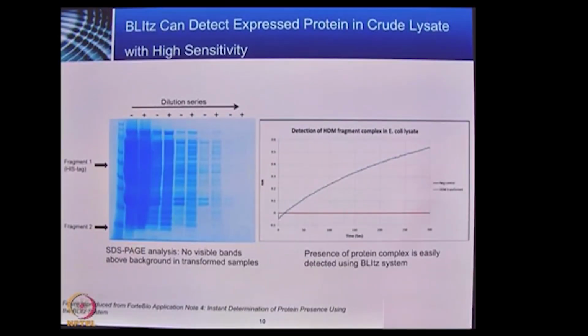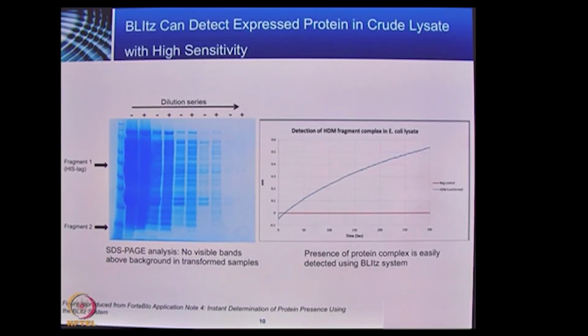research. Here is one of the examples which shows how we can use BLI technology to detect a protein in a crude cell lysate. In this particular experiment, we analyzed the samples with a system called BLITZ. The BLITZ is a single channel system developed using BLI technology.